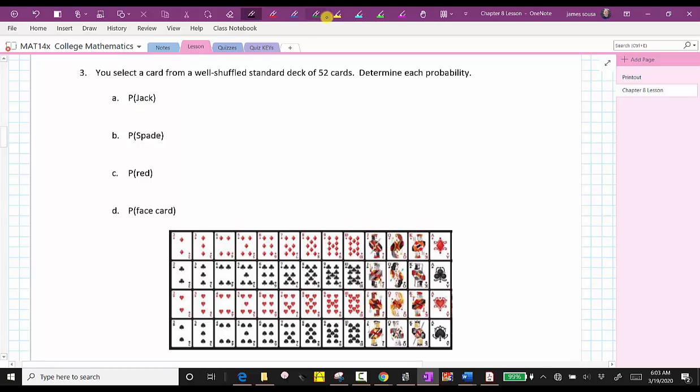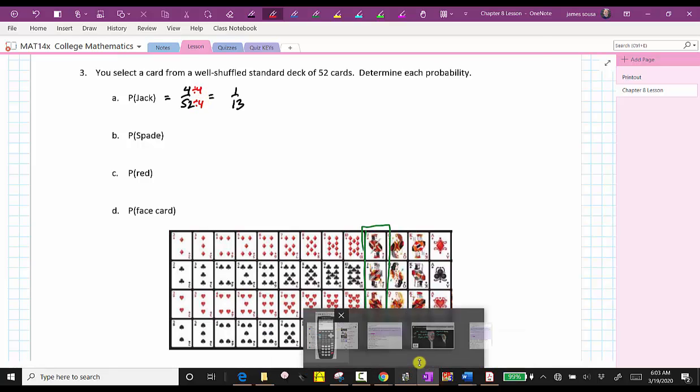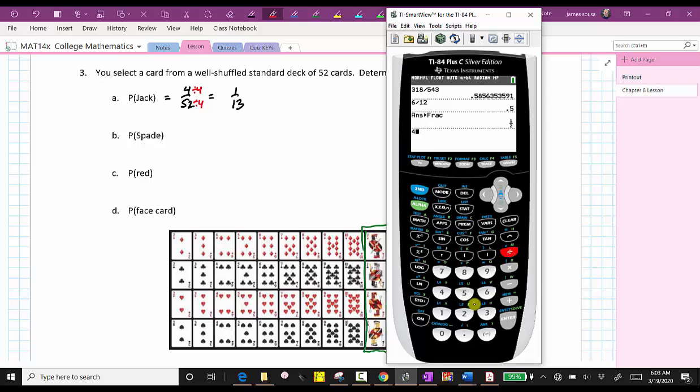So for part A, we want the probability that the card selected is a jack. Well, we can see from the list of cards, there are a total of 4 jacks, one of each suit. So there are 4 favorable outcomes out of a total of 52. The probability of selecting a jack is 4 divided by 52. And this does simplify to 1/13. Again, by hand, we would divide the numerator and denominator by 4, or on the calculator, 4 divided by 52, enter, math, enter, enter, which gives us 1/13.